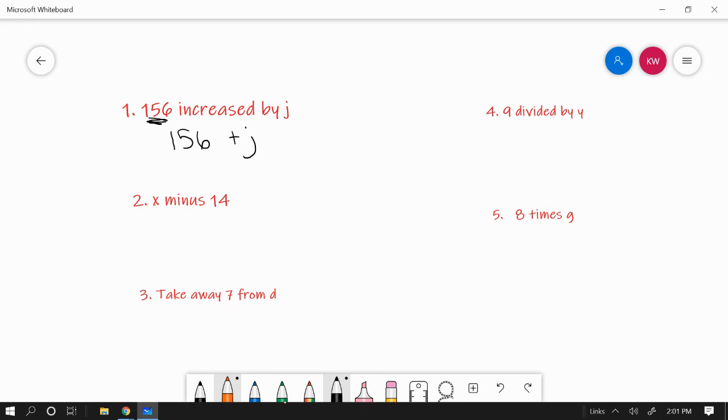Number two, x minus 14. That one makes sense. x, take away 14. We're not solving any of these because we don't have any equal sign. We don't have any of them saying "is." We're just writing the first part of the equation.